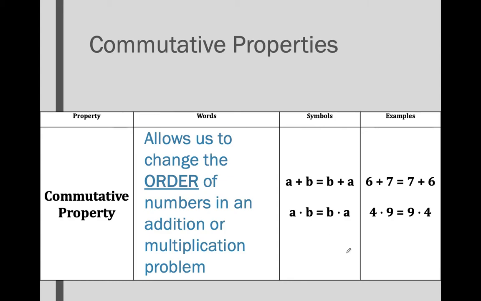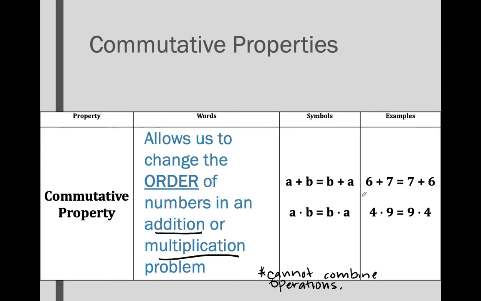The commutative property allows us to change the order of the numbers in an addition or multiplication problem. The key here is that the expression must be all addition or all multiplication. It cannot be a combination of operations. To help you remember, it has to be all addition or all multiplication.